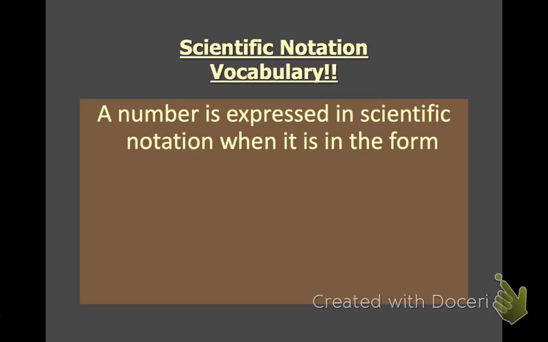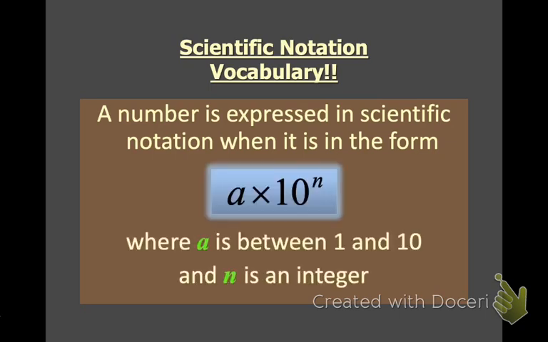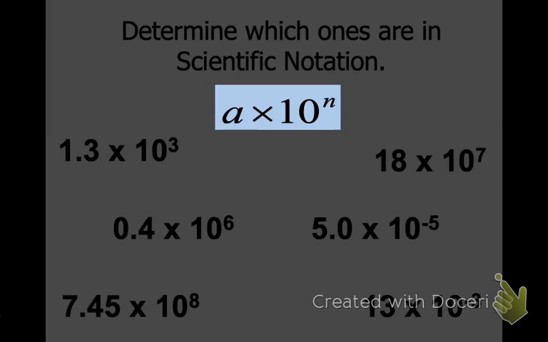A number is expressed in scientific notation when it is in this form: A times 10 to the n power, where A is a number between 1 and 10, and n is an integer. So, we need to determine which one of these are in scientific notation. This first part, which is A, is a number between 1 and 10, and n is an integer, which is just like a number.